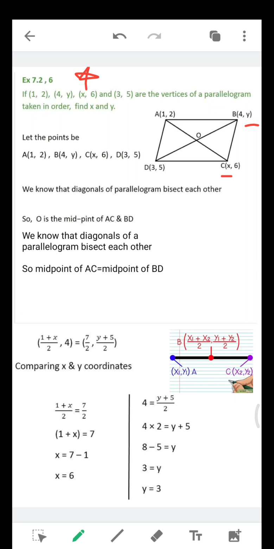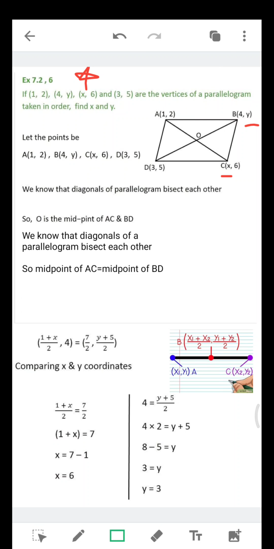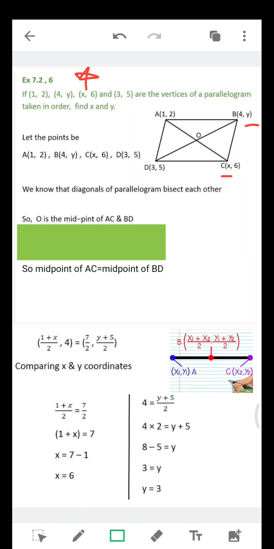Now we know that diagonals of a parallelogram bisect each other. So O is the midpoint of AC as well as BD. Yes, it will be the midpoint of AC and BD.